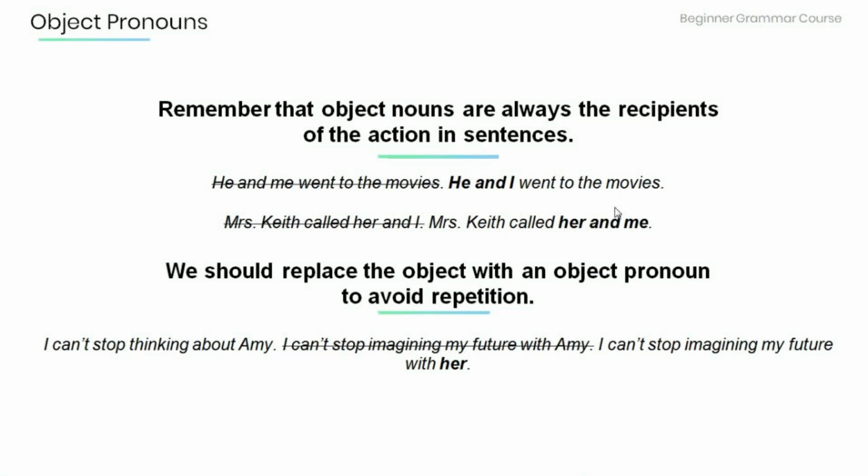Let's have a look at another example over here. Mrs. Keefe called her and I. Now this sentence is incorrect because the subject pronoun I is being used as the object of the sentence. The correct form would be Mrs. Keefe called her and me.